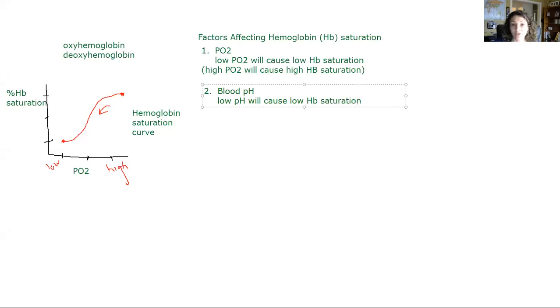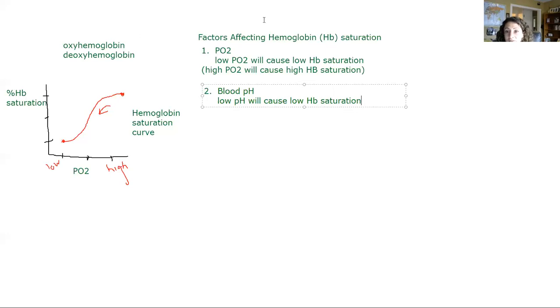Keep in mind, all of these things are helping us exercise. Our body is not working against us. All of these functions that are occurring are helping us exercise. So these conditions at the exercising muscle are causing the hemoglobin to release its oxygen. Okay, so low pH will cause low hemoglobin saturation.